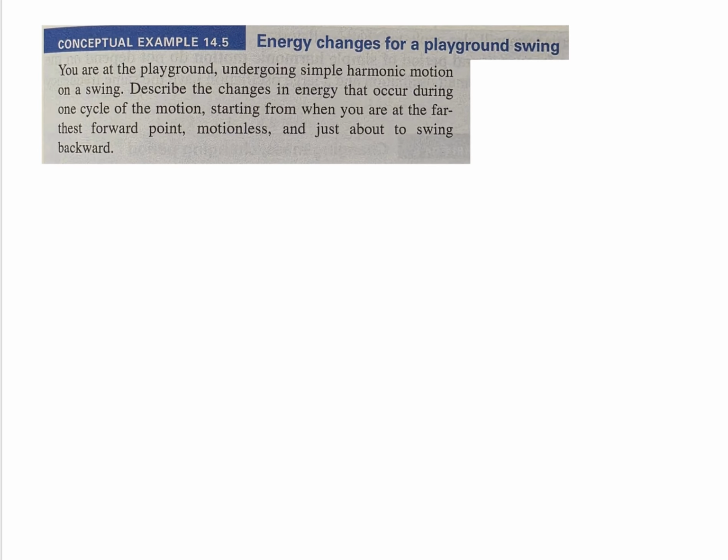So, energy changes for a playground swing. You're at the playground undergoing simple harmonic motion on a swing. Describe the changes in energy that occur during one cycle of motion, starting from when you are at the farthest point forward, motionless, and then just about to swing backward. Okay? So it's basically a pendulum that we're talking about. We have our swing over here, we have our swing over here, and this thing just oscillates back and forth, right?